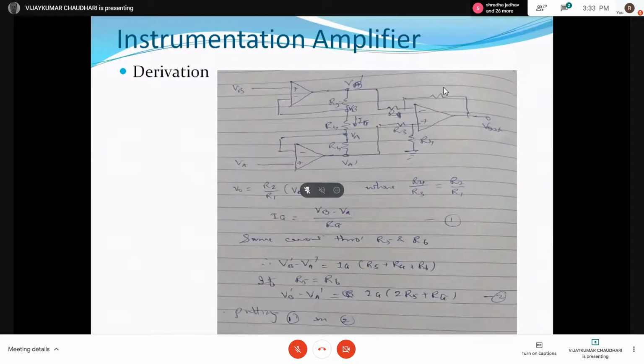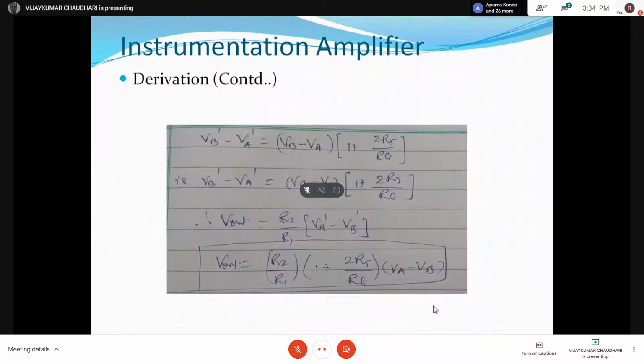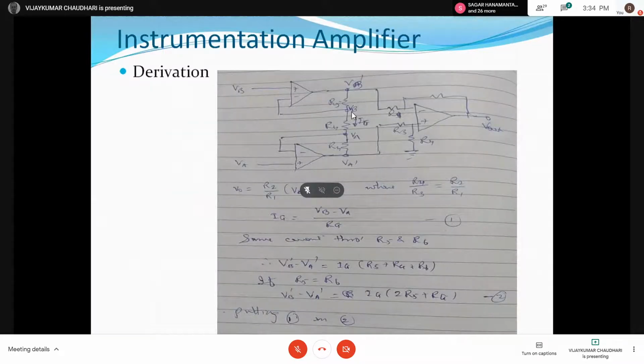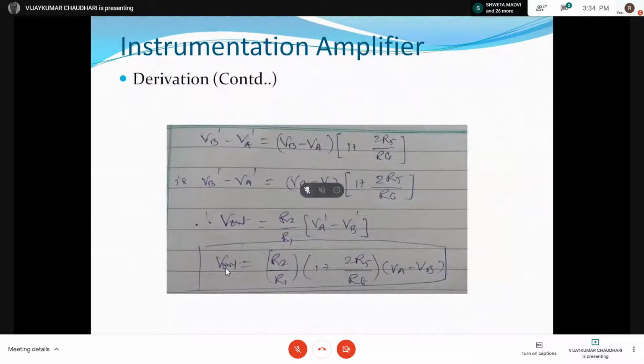So what is the output here? It is R2 divided by R1 into 1 plus 2 R5 divided by Rg into Va minus Vb, right? So this is the expression of the output voltage of an instrumentation amplifier. Further, have you observed that change in Rg changes the output? All these resistors are kept fixed, suppose R1, R2, R3, R4, R5 are kept fixed. If we change Rg, V out will change. So it means that the gain can be changed by simply changing Rg. So V out upon V in will be R2 by R1 into 1 plus 2 R5 divided by Rg. Okay, has everyone understood this expression?